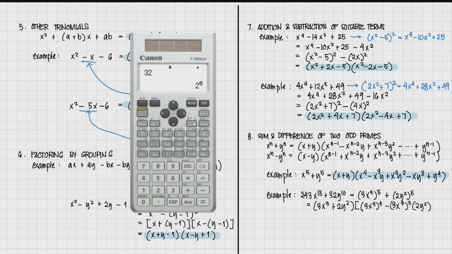So, plus, we have 3x cubed raised to 2 times 2y squared raised to 2, minus 3x cubed times 2y squared raised to 3, plus 2y squared raised to 4.